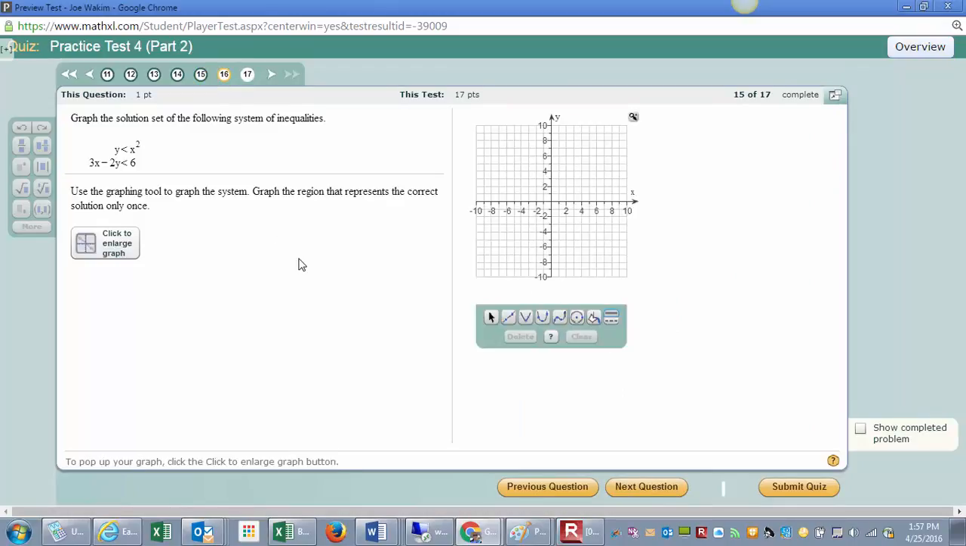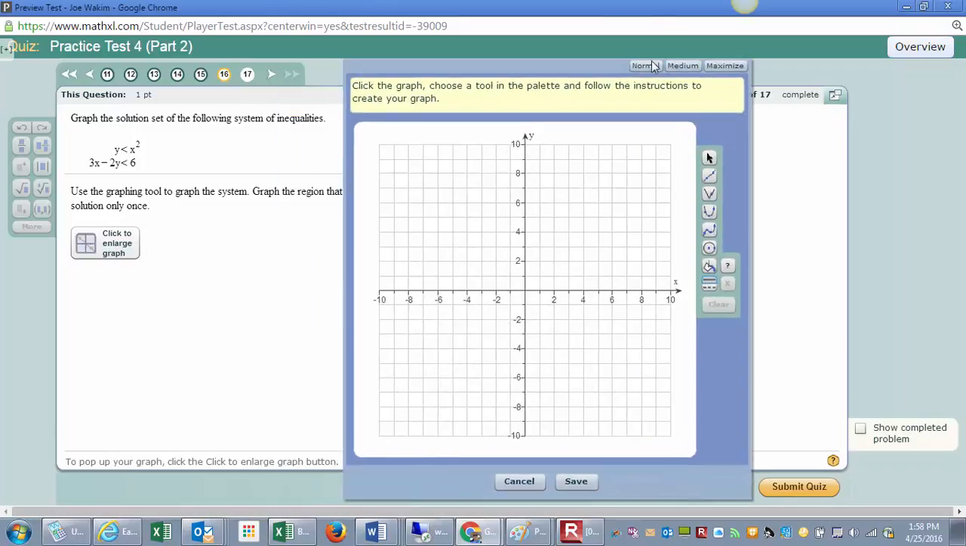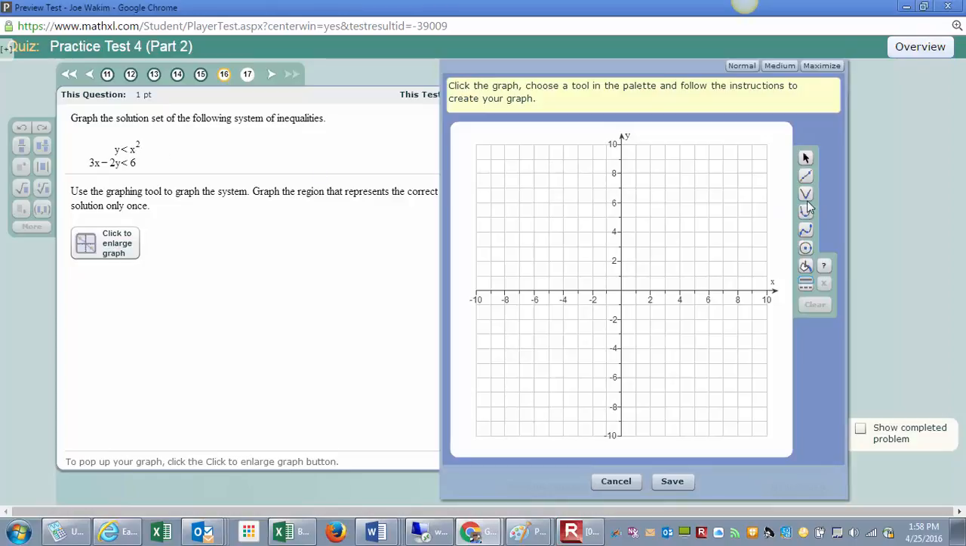Another solution of system. Let's try to see if we can select a tool. Okay, this is a parabola, so we're going to use, this is the parabola here. And then y equals x squared, x equals 1, y equals 1. So we have a point here. And x equals minus 1, y equals 1. For x equals minus 1 or plus 1, y would be 1. Minus 1, 1. Okay, that's the graph of y equals x squared.